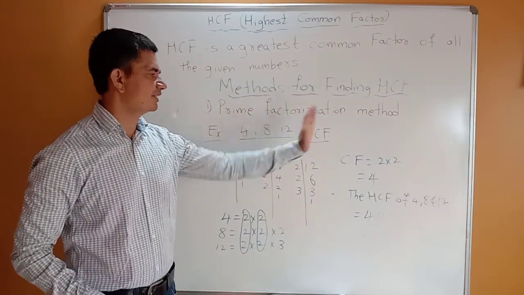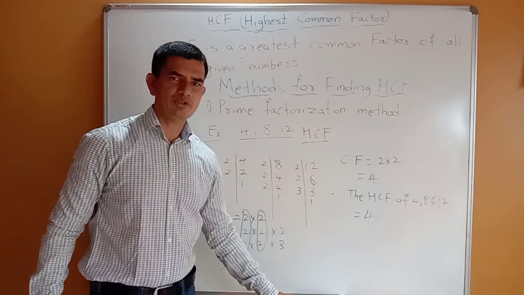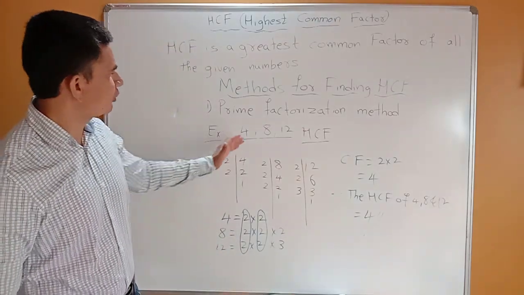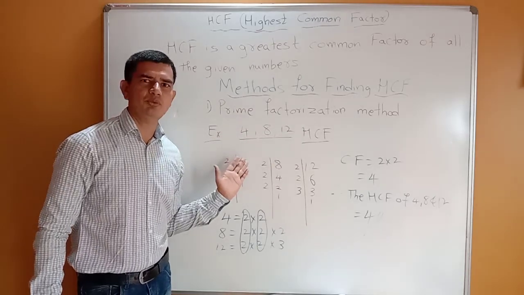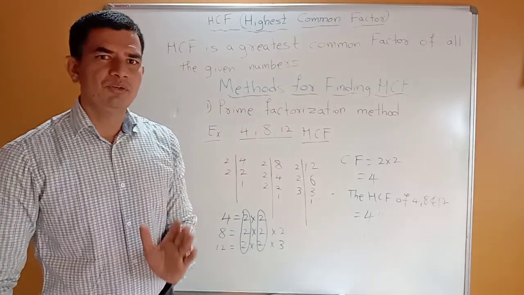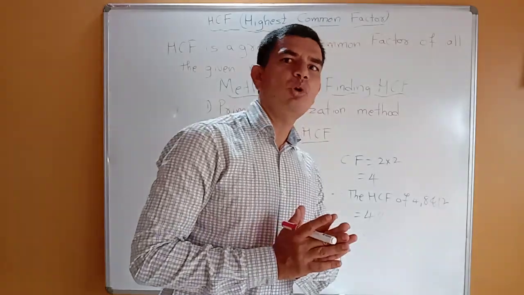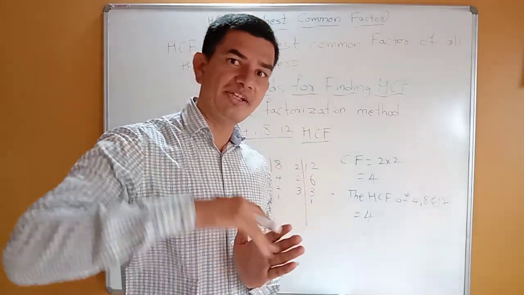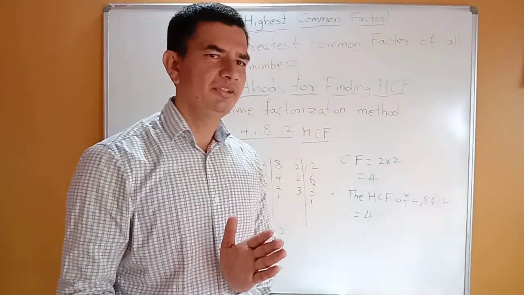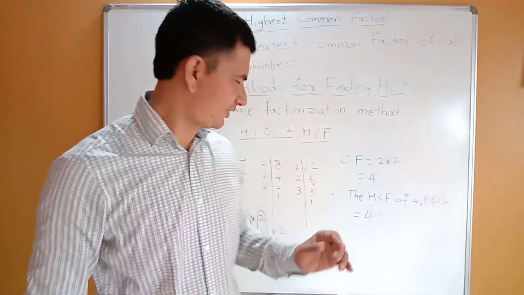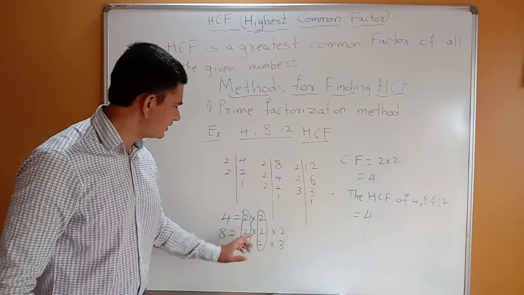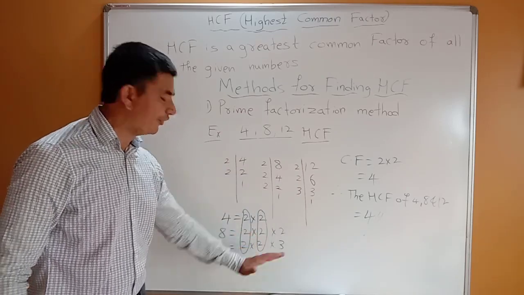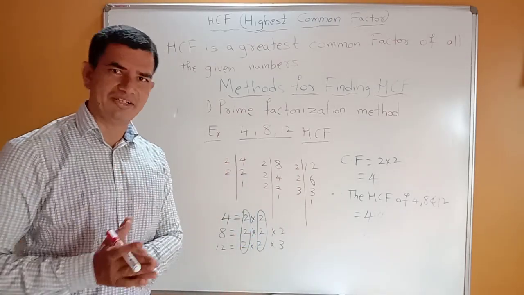This is the prime factorization method. Okay friends, is it understood? One more time I will explain. They have given 4, 8 and 12, three numbers, and we have to find the HCF of them. First, we have to factorize with the help of the factorization method. We have to find the factors first. After this, we write all these factors. Again, at the end, we have to find the common factors. Which are the common factors?